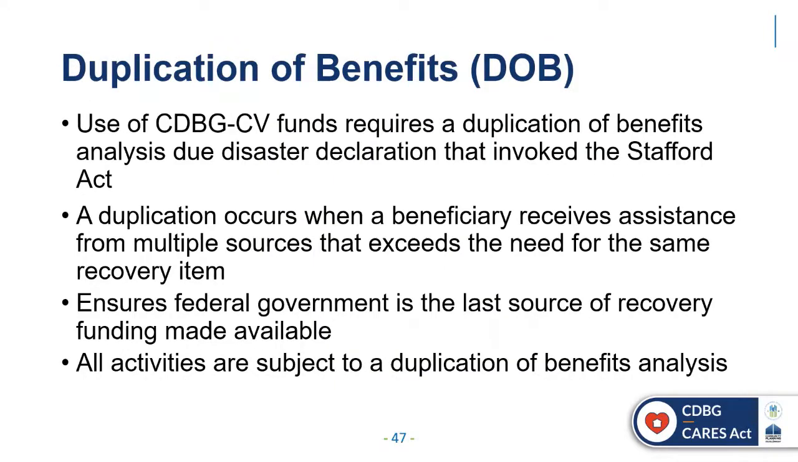Because CDBG-CV funds resulted from a presidentially declared disaster declaration, the provisions of the Stafford Act apply as it relates to a requirement that any entity receiving CDBG-CV funding undertake a duplication of benefits analysis. This will be new for a lot of you. A duplication of benefits, or DOB as we call it, occurs when a person, household, business, government, or other entity receives financial assistance from multiple sources for the same purpose or to meet the same need, and that total assistance received for that purpose or need is more than the actual need for that.